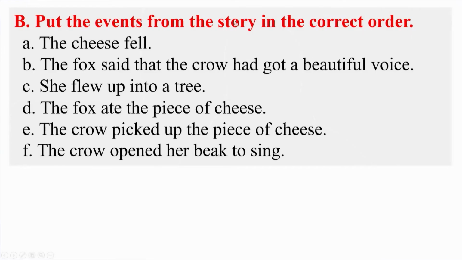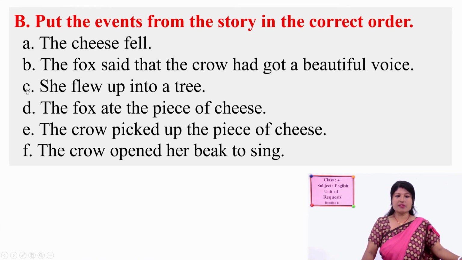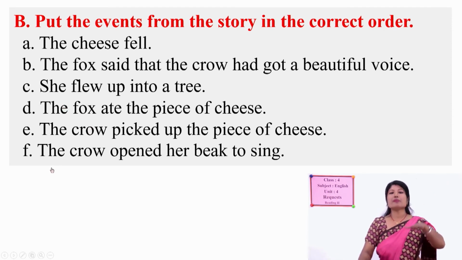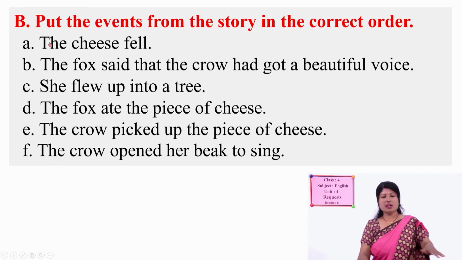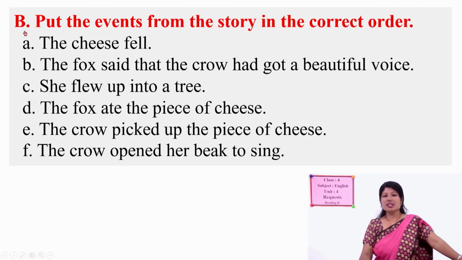The next activity, B. Put the events from the story in the correct order. So we have here A to F, these sentences. The cheese fell. The fox said that the crow had got a beautiful voice. This is not in the correct order. So according to the story, we put it in the correct order. These sentences are jumbled, shuffled. Now we have to keep them in the right order. So let's put these sentences in the correct order.